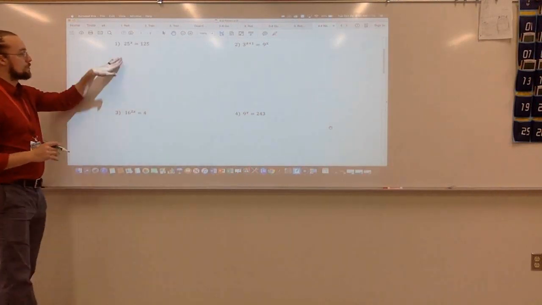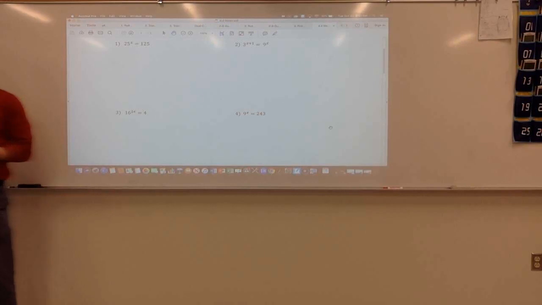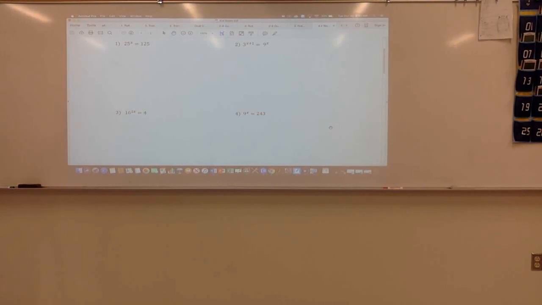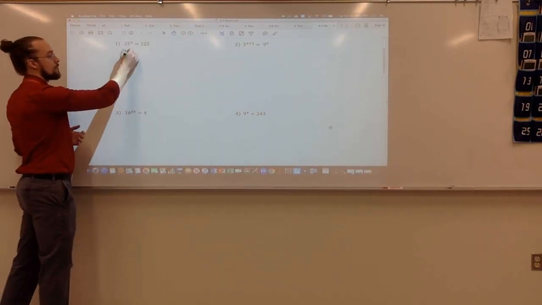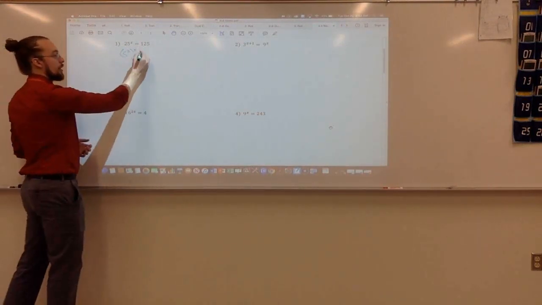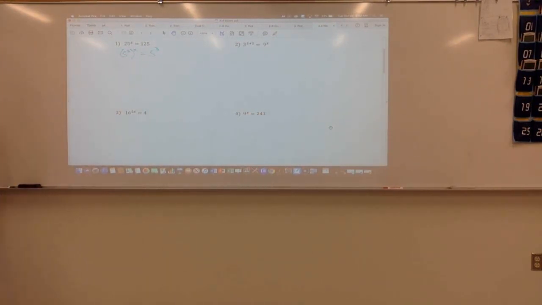Numbers 1 and 2. One property that we can use is if the bases are the same, then we can set the exponents equal to each other. In this case, my bases aren't the same right now, but I can write both 25 and 125 with the same base. I can rewrite 25 as 5 squared, so I could rewrite this as 5 squared to the x. And then I can also rewrite 125 as 5 to the 3rd power.